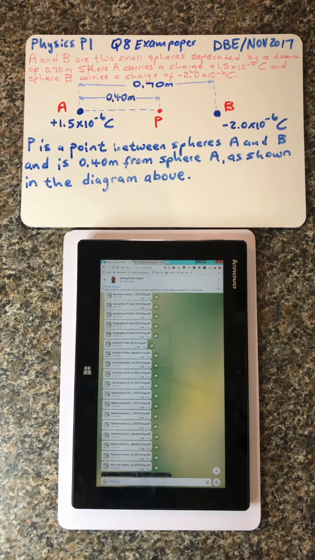So guys, for today's lesson, we'll be looking at physics paper 1, question 8 exam paper of November 2017. So today's lesson is suitable for learners in grade 10, 11 and 12. And again, if you are upgrading, this lesson is also suitable for you.